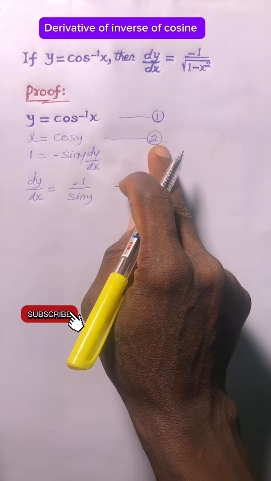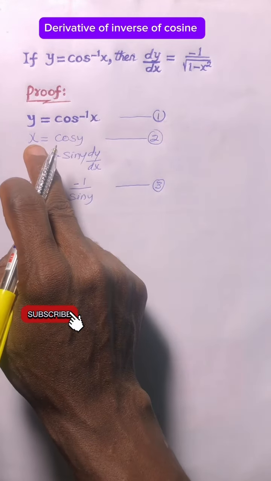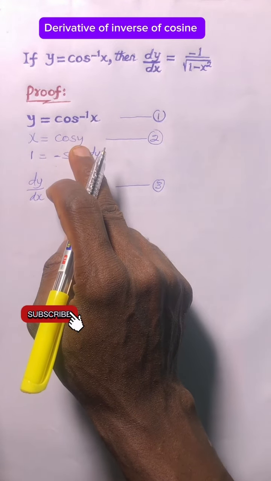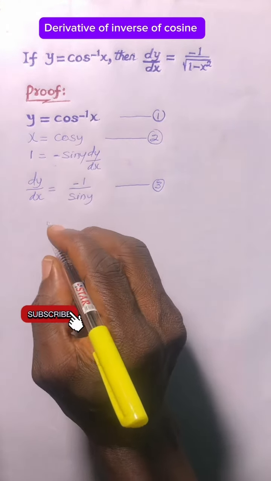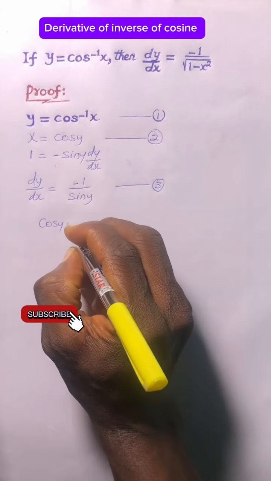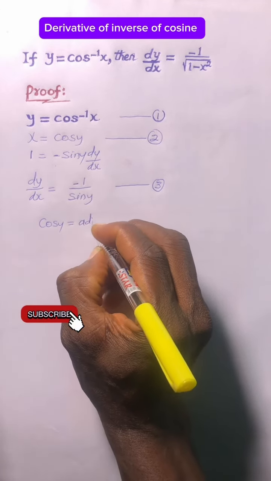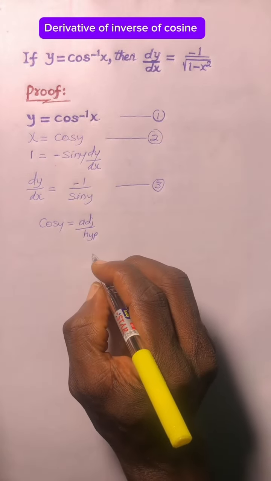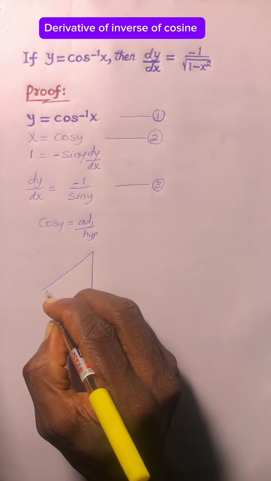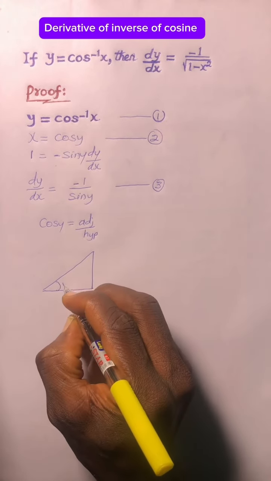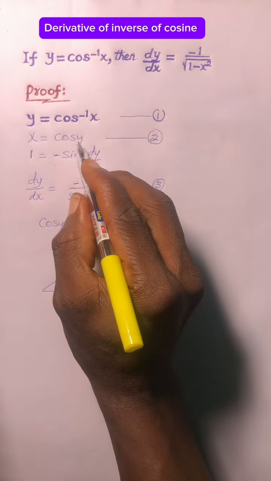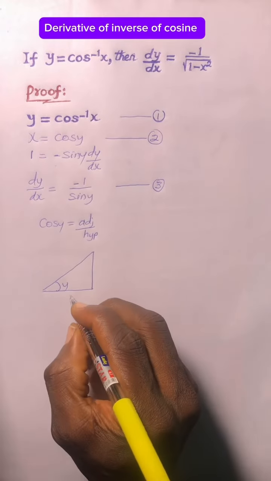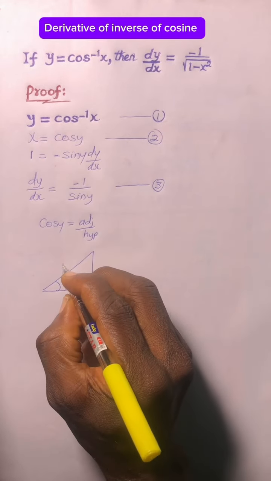Now from equation 2, cos y equal to x, and that means cos y equal to adjacent all over hypotenuse from trigonometry. So from this we can draw the right angle triangle, and then the angle becomes y. So since cos y equal to adjacent all over hypotenuse, the adjacent becomes x and the hypotenuse becomes 1.